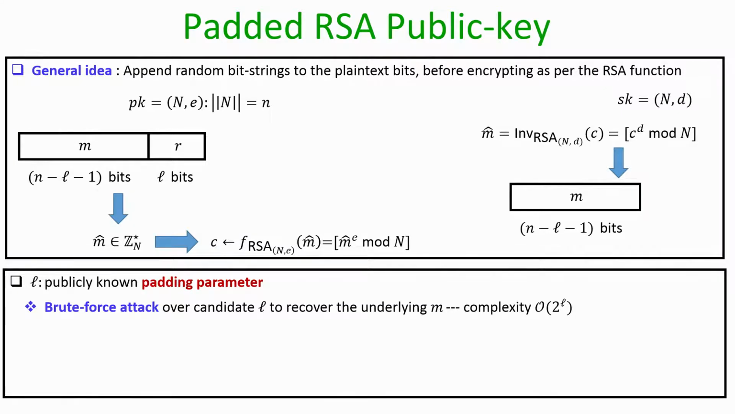Now, it turns out that an adversary who is aware of the value of little l can launch a brute force attack over the amount of randomness, or over the actual randomness which has been padded at the sender's end before encrypting the message.